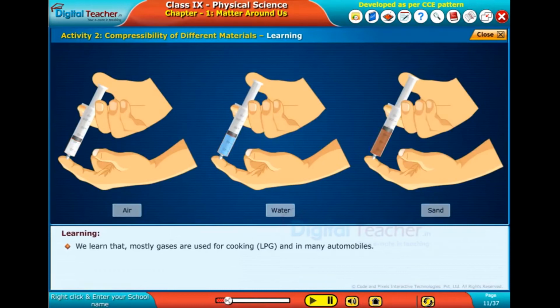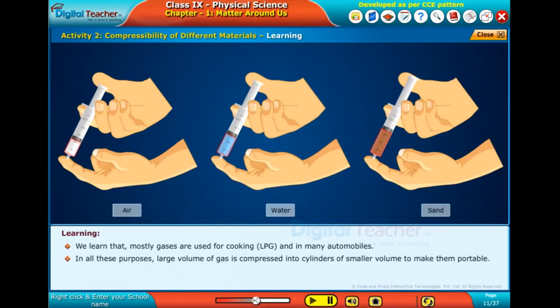We learned that mostly gases are used for cooking, LPG, and in many automobiles. In all these purposes, a large volume of gas is compressed into cylinders of small volume to make them portable.